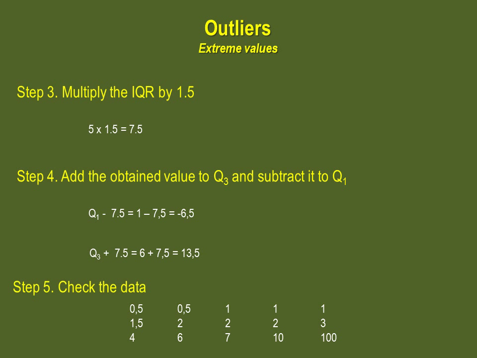Step 5, let's check the data to see if we have any outliers. We do not have any values that are lower than minus 6.5, but we do have one value that is higher than 13.5, which is 100 kilometers. So our data does have one outlier, and using the mean as a central tendency here can be very misleading.